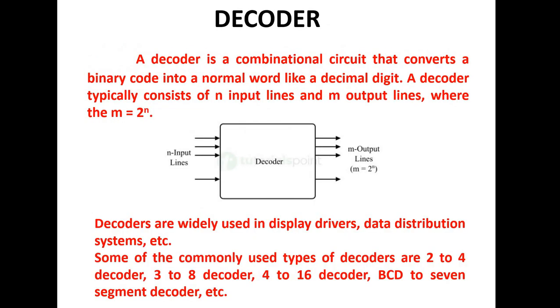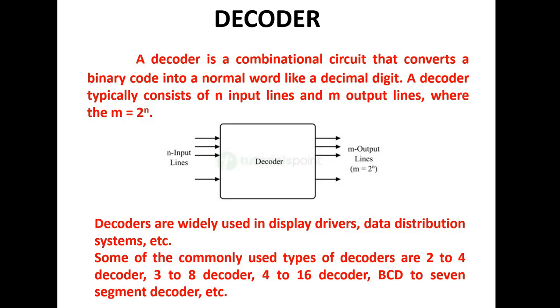Next, we'll see the decoder. The decoder is a combinational circuit that converts a binary code into a normal word like a decimal digit. Simply, we can say the decoder consists of n input lines and m output lines. It is widely used in display drivers, data distribution systems, etc. Some commonly used types of decoders are 2 to 4 decoder, 3 to 8 decoder, 4 to 16 decoder, and BCD to 7 segment decoder.